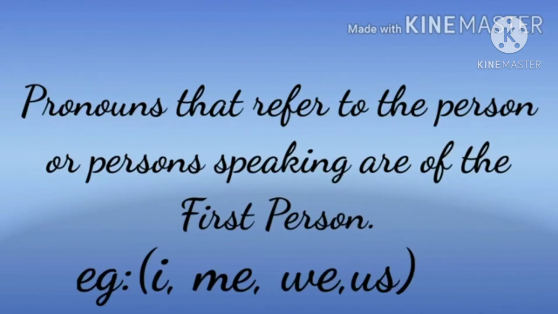Then we learned about first person pronouns. Pronouns that refer to the person or persons speaking are of the first person, called first person pronouns. Example, I, we, me, us. When we use I, me, we, us, children? Yes, when the noun is in singular, that time we use I or me. In the plural, we use we or us.